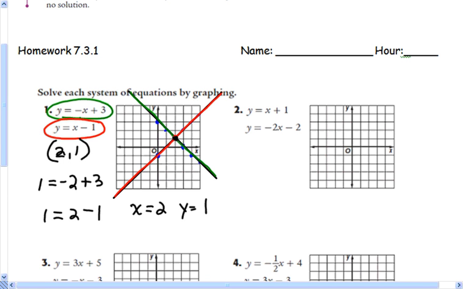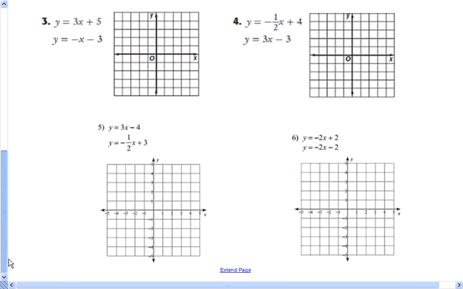All right? So one way we can solve them is by graphing. And there's an example for you. I think I'll do one more example here. All right, so let's do number 5 together. Let's graph y equals 3x minus 4.